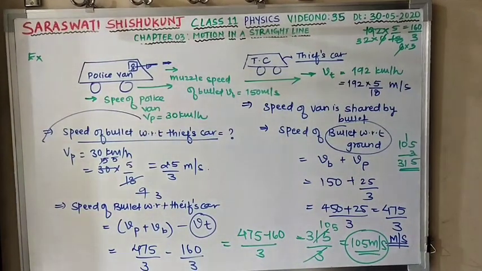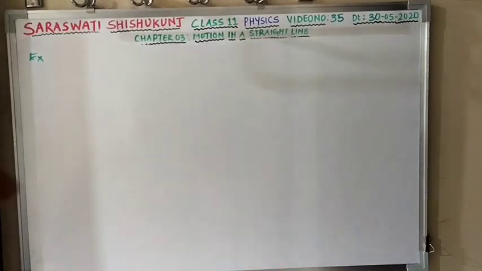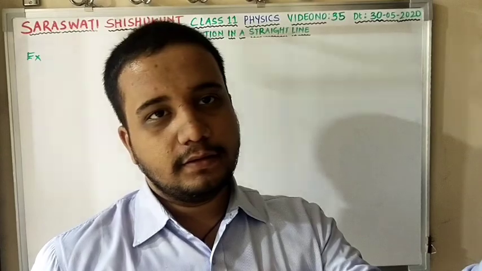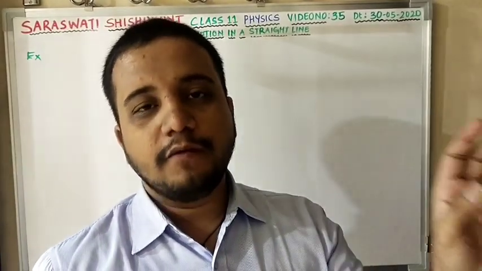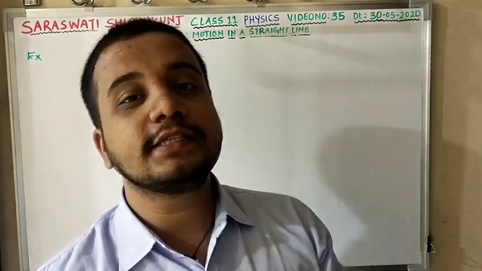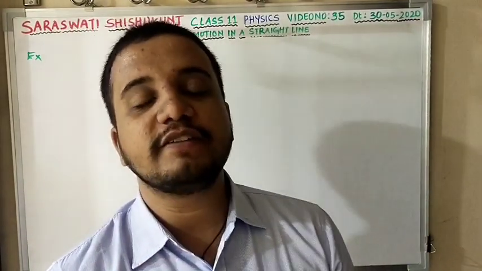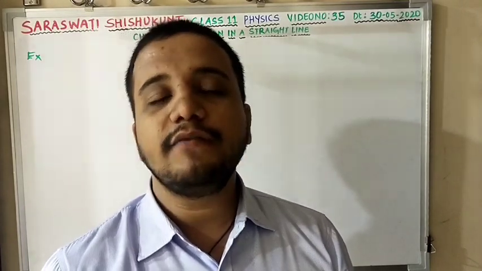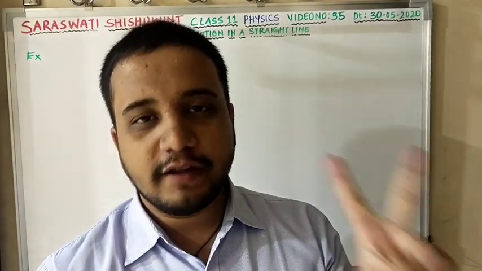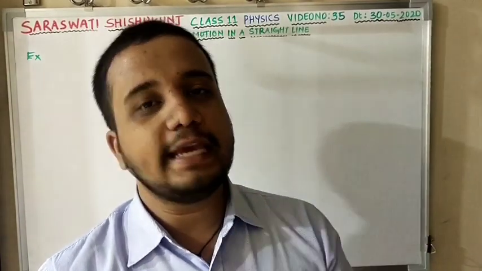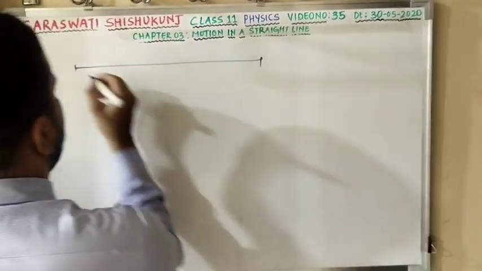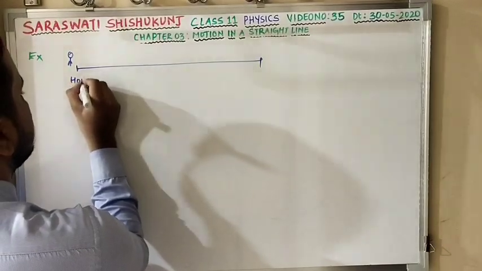Moving to the last numerical of the day. The next example we have is a very interesting example. A person is moving from home to market on a straight road with a speed of 5 km per hour. When he reaches the market, he finds that the market is closed. So he returned back to home with a speed of 7.5 km per hour. Here we need to calculate the magnitude of average velocity and magnitude of average speed for the following 3 cases. Very interesting example. They have given that a person moves from home to market.